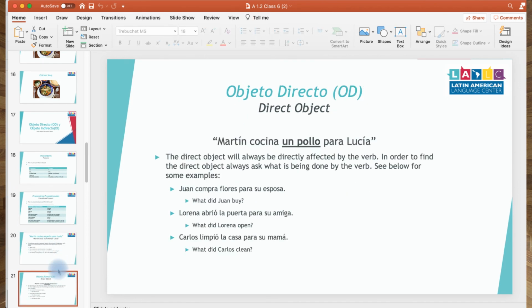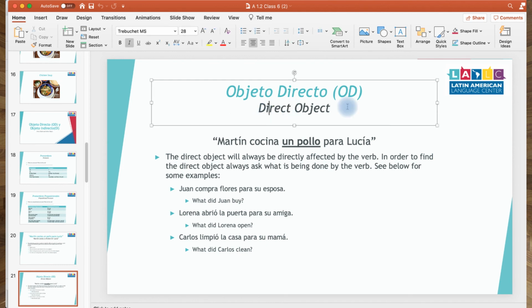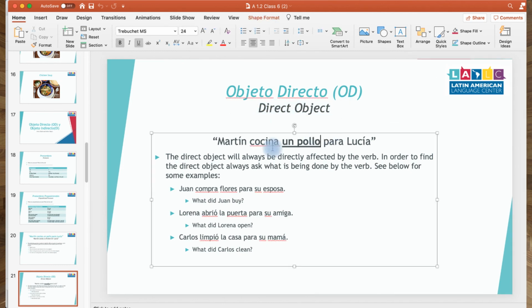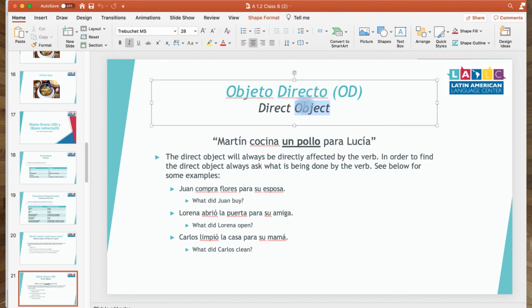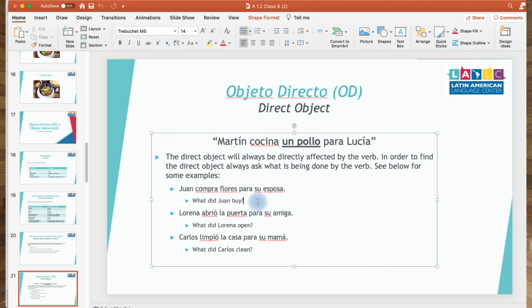Martín is he, right? Cooks a chicken for Lucía. So, what is he cooking? You have to ask yourself: un pollo. So un pollo would be the direct object, or complemento directo. Or Juan compra flores para su esposa. So what does he buy? He buys flowers. So flowers will be the direct object.